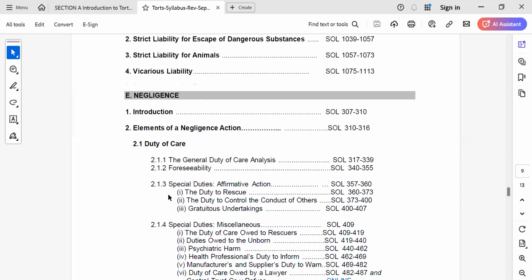Now, part E talks about negligence. Negligence: introduction, then elements of negligence action. Negligence is a concept involving the duty of care. These are also things you have learned in criminal law.